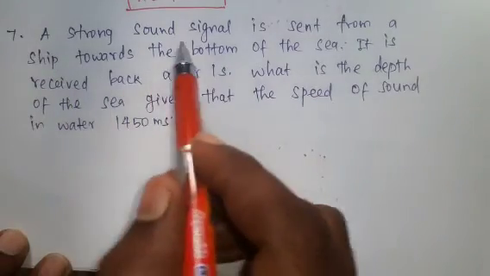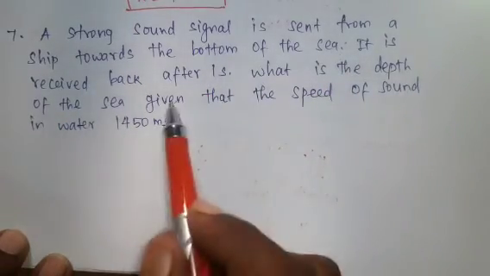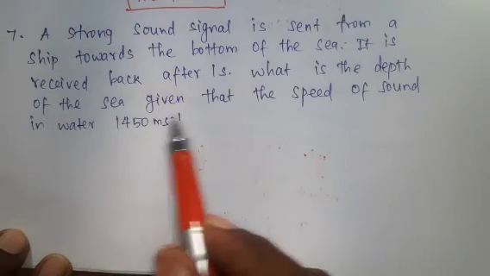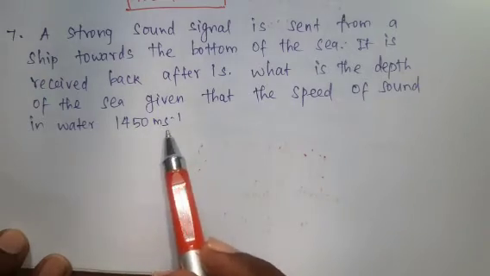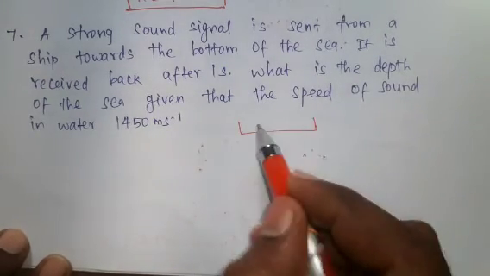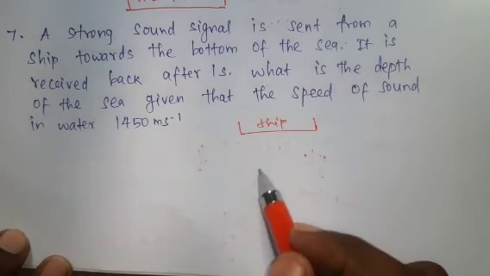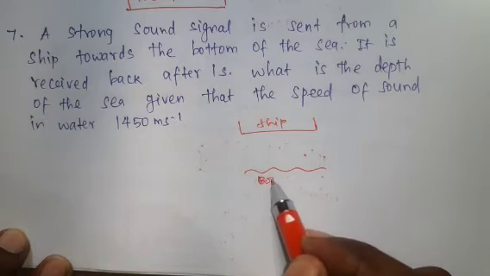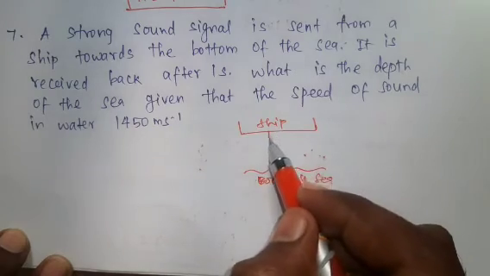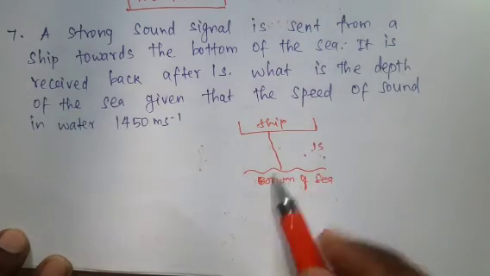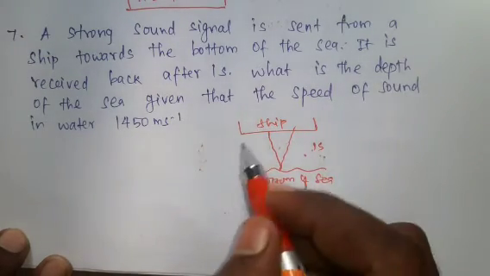A strong sound signal is sent from a ship towards the bottom of the sea. It is received back after 1 second. What is the depth of the sea, given that the speed of sound in water is 1450 meters second power minus 1? So this one is considered as a ship. From the ship, a strong sound signal is sent to the bottom of the sea. This is the bottom of the sea. After 1 second, the sound is reflected back to the ship. Now what is the depth of the sea?